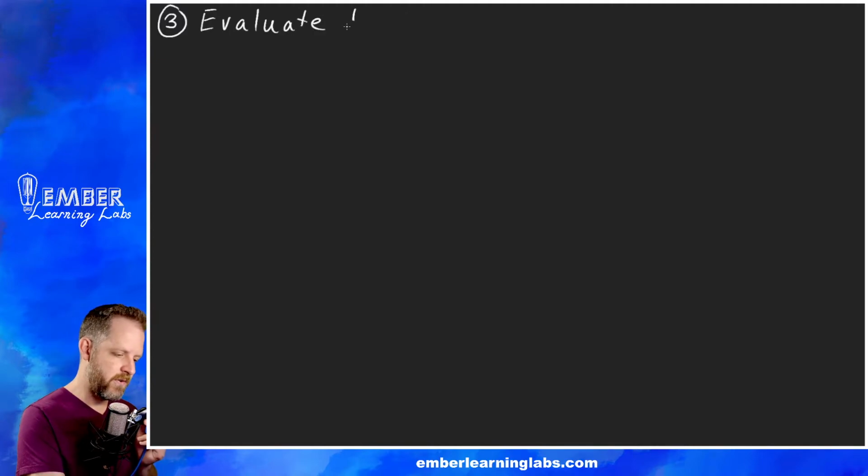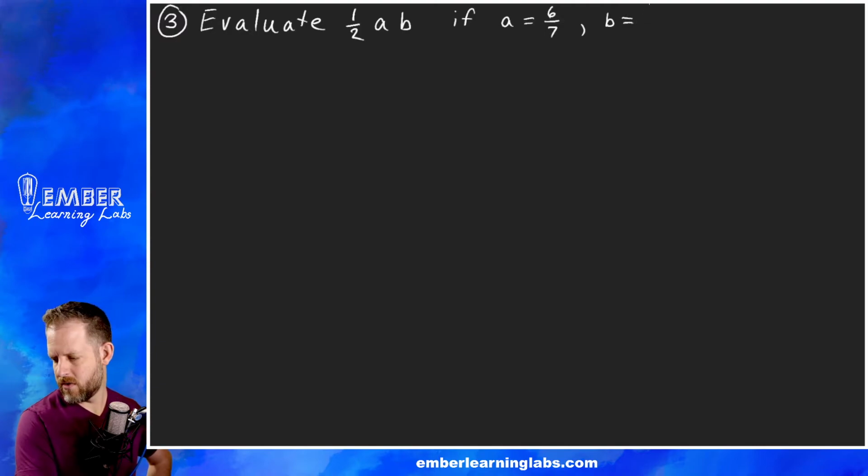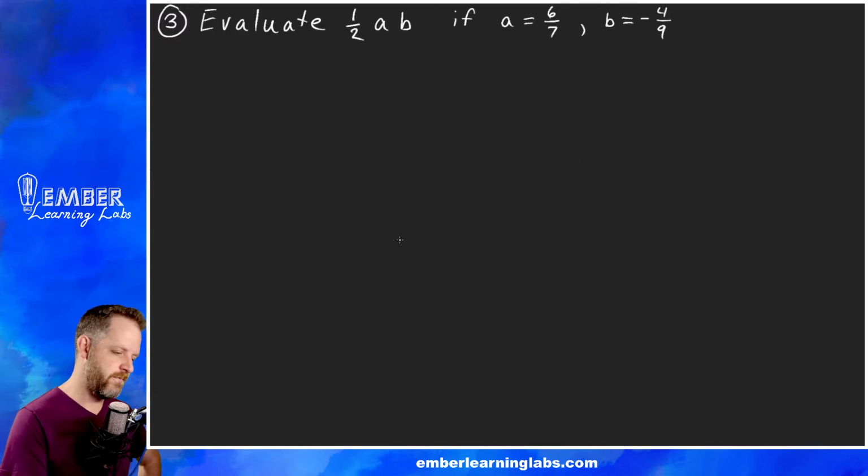one half AB if A equals 6/7, B equals negative 4/9. We want to write our answer in simplest form, okay?